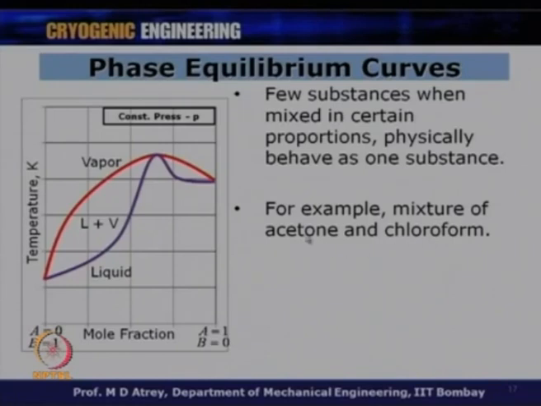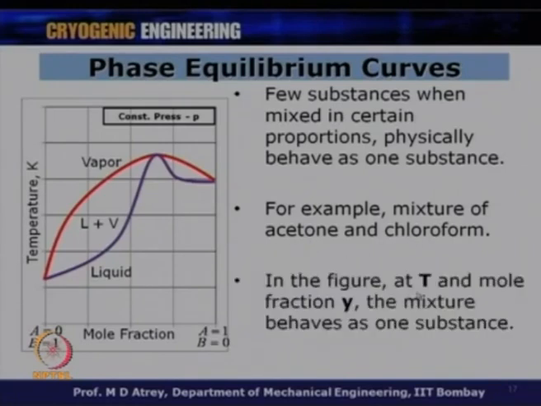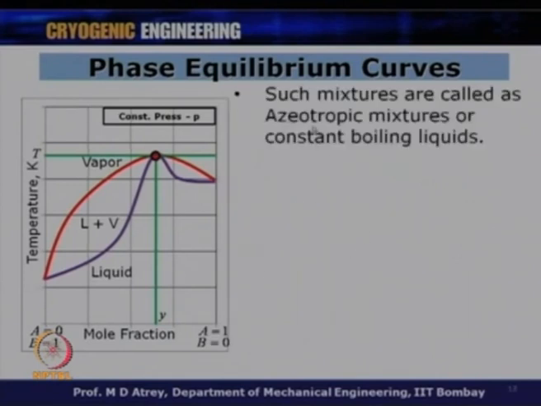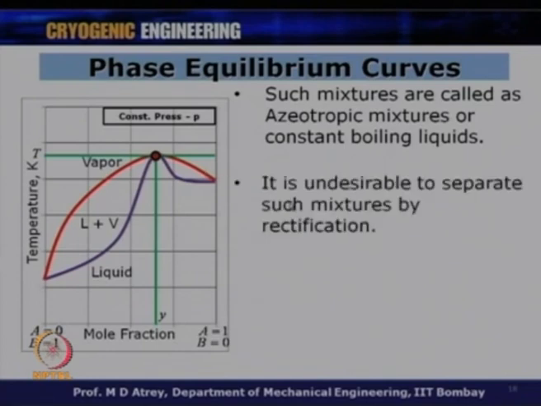At a particular proportion, a mixture of acetone and chloroform will show such behavior. In the figure, at a particular temperature T and particular fraction y, the mixture behaves as one substance. Such mixtures are called azeotropic mixtures or constant boiling liquids. What are azeotropic mixtures? Mixtures where the liquid is constantly boiling. You can't differentiate between vapor and liquid. That is why they are called constant boiling liquids.